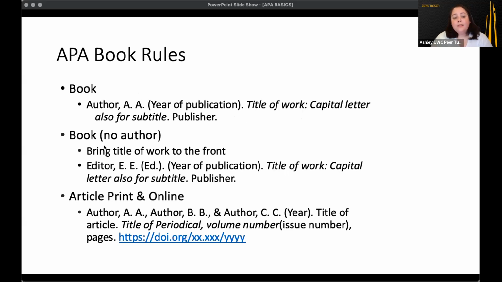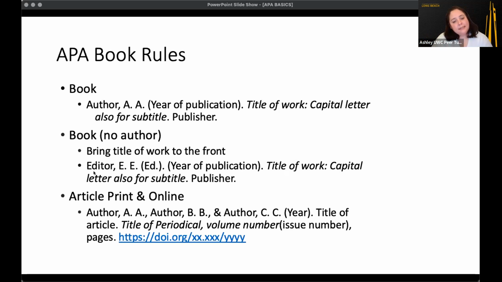However, if there's a book with no author, say it's a textbook that's just a collection of various sources, bring the title of the work to the front. So instead of using the author, you're going to put the title of the work. So say, Gentrification in Los Angeles, date 2021, and then the publisher and whatnot.